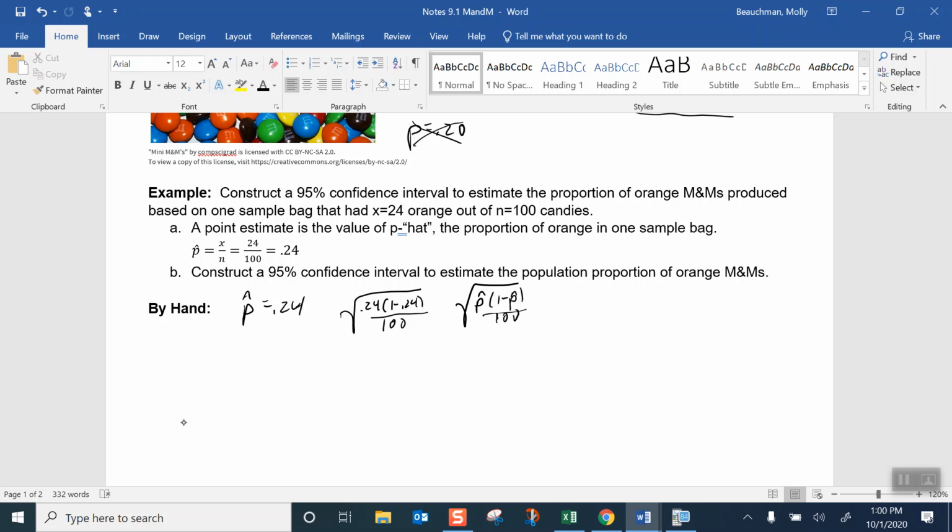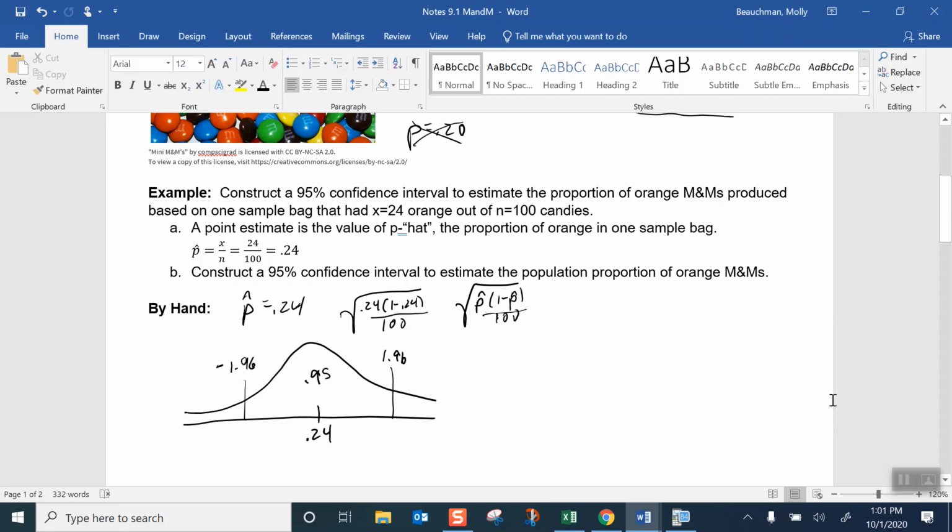And what I want to do is, I have 0.24 in the middle. A 95% confidence interval means I want an area of 0.95 in the middle. On the standard normal distribution for 95%, the z-scores that go with 95% to the right and to the left are positive and negative 1.96. If you don't remember how that happens, we have 0.025 area on either side to have 95% in the middle, and you use inverse normal.